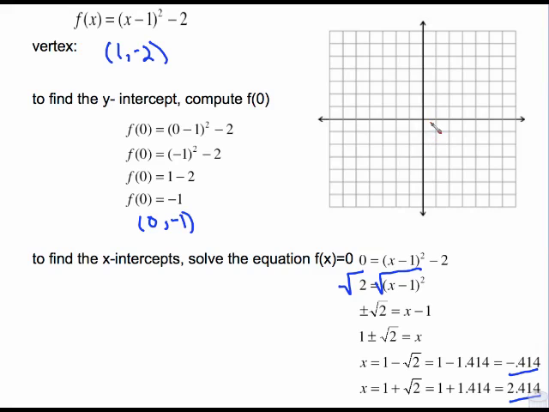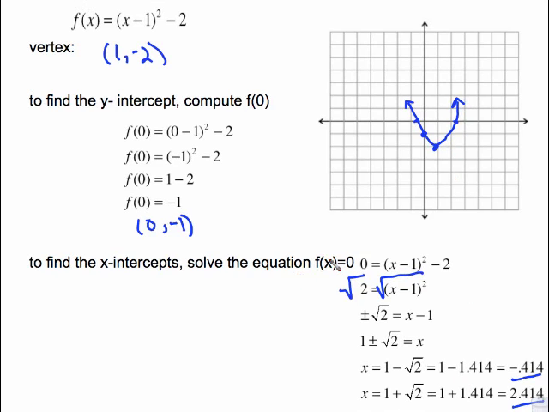So graph your vertex, (1, -2), a y-intercept of (0, -1), and then I have to do a little bit of estimating. Negative 0.4 is about negative 1/2, which is about there. 2.4 is almost 2.5, which is right there. And you can see the dots. You can connect those up to be your parabola. I'll do the best I can. And there's my parabola.